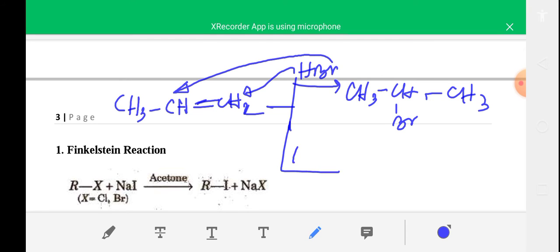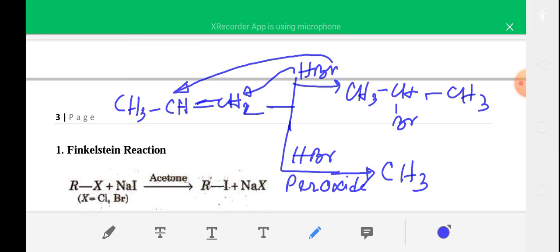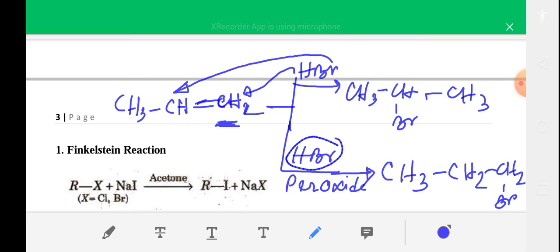Similarly, if you add HBr in presence of peroxide, the selection rule will be different. In presence of organic peroxide, the Br minus will be attached to the carbon which contains more number of hydrogen atoms. That is, in presence of peroxide, the Br minus will attach to this carbon atom. The product will be CH3CH2CH2Br. This is in presence of peroxide, and remember that the peroxide effect or anti-Markovnikov rule is only applicable in case of hydrogen bromide, not in case of hydrogen chloride or hydrogen iodide.